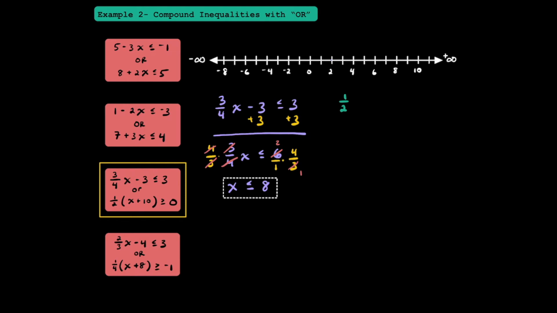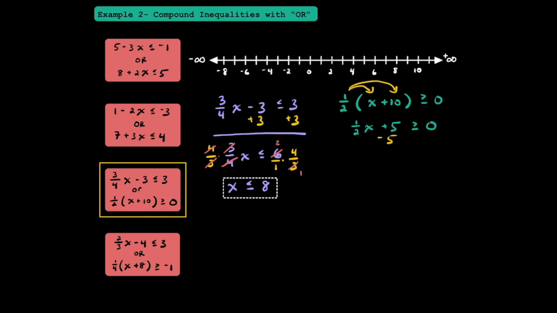Then we have 1/2 times the quantity of x plus 10 is greater than or equal to 0. First, we're going to have to distribute this 1/2 to both of the x and the positive 10. 1/2 times x is just going to be 1/2 x, and 1/2 times 10 is going to be 5. 1/2 x plus 5 is going to be greater than or equal to 0.